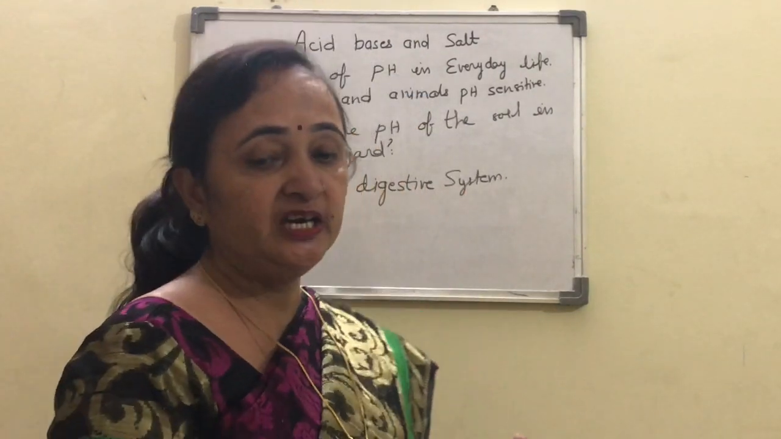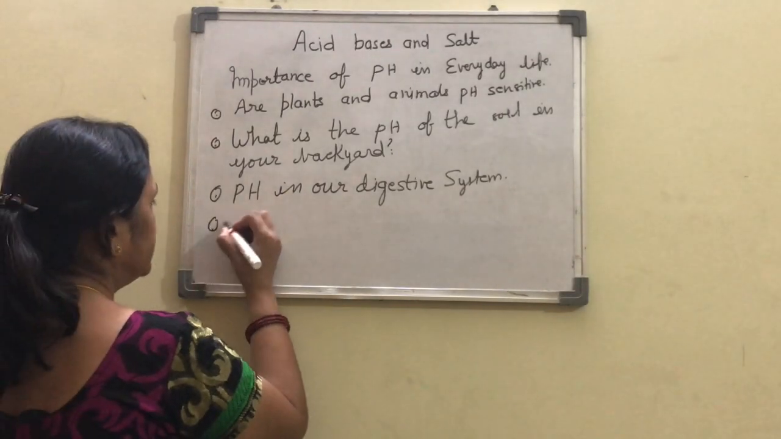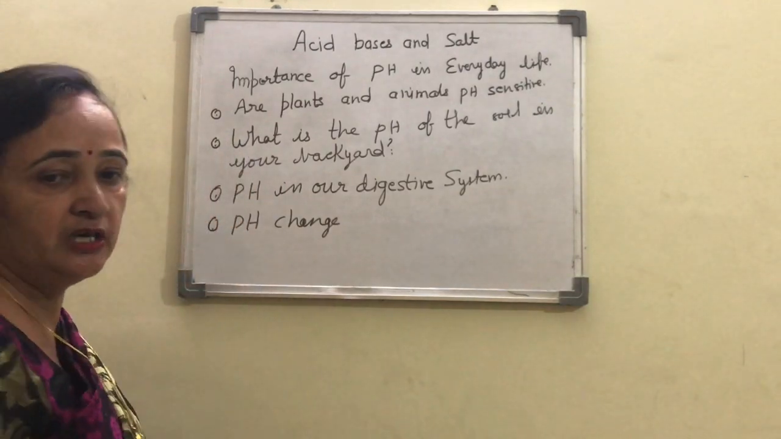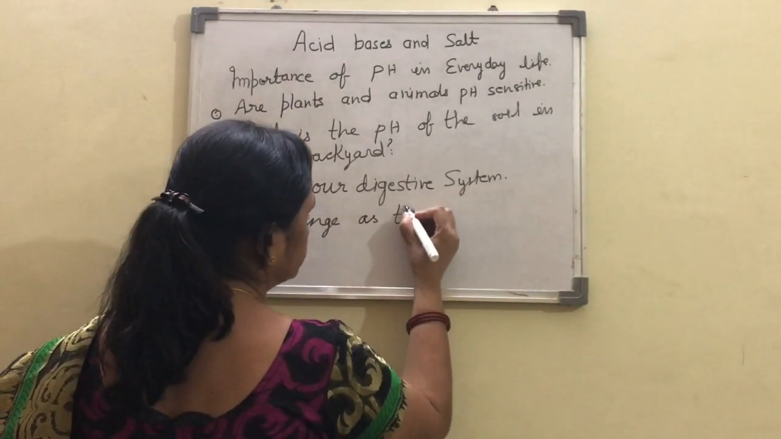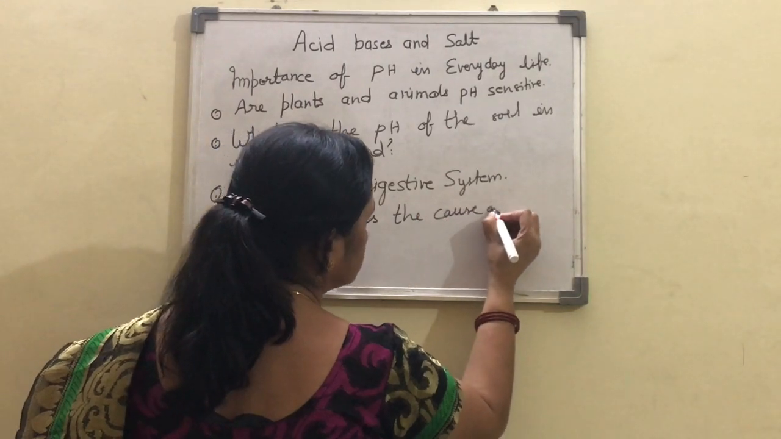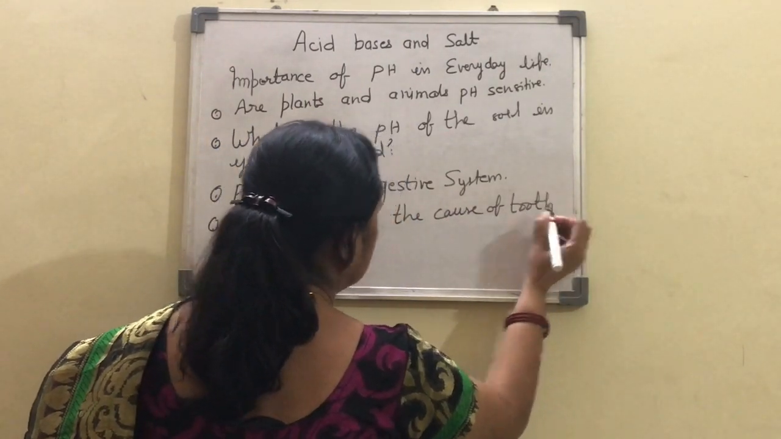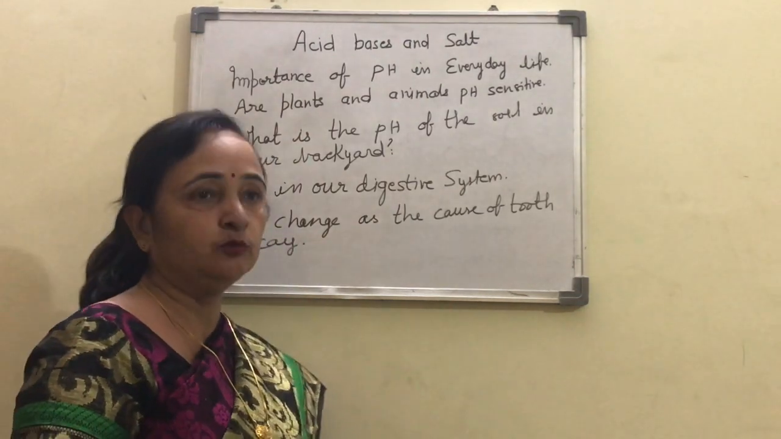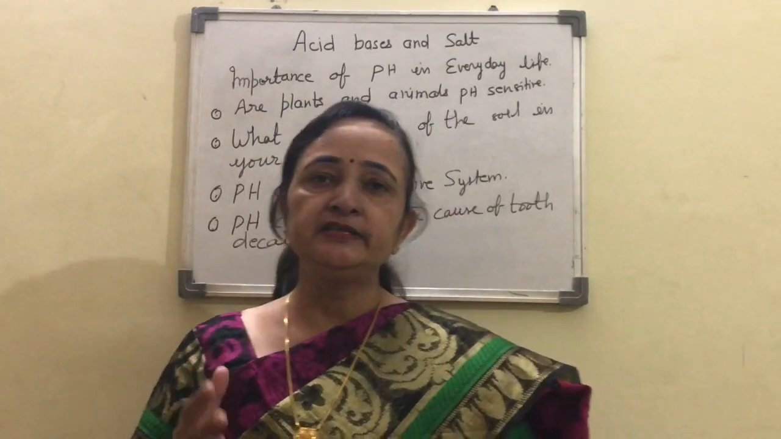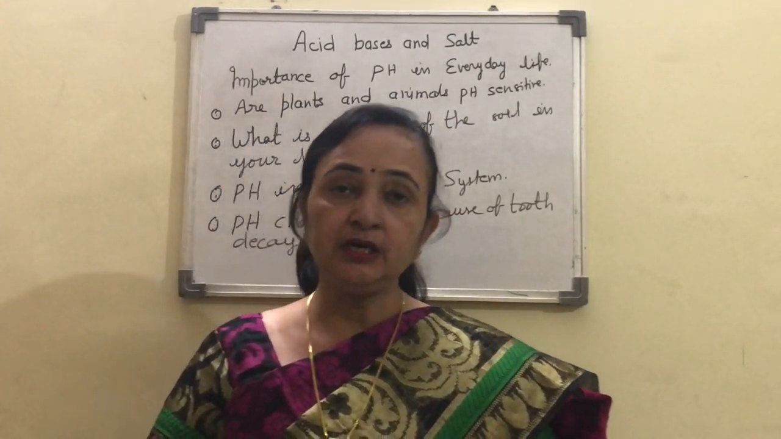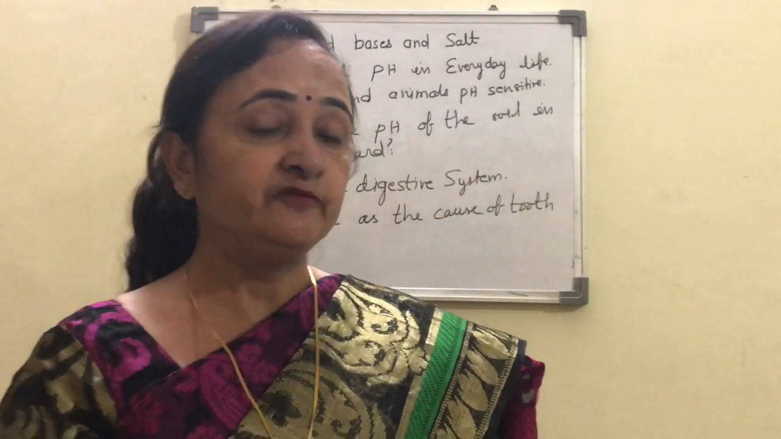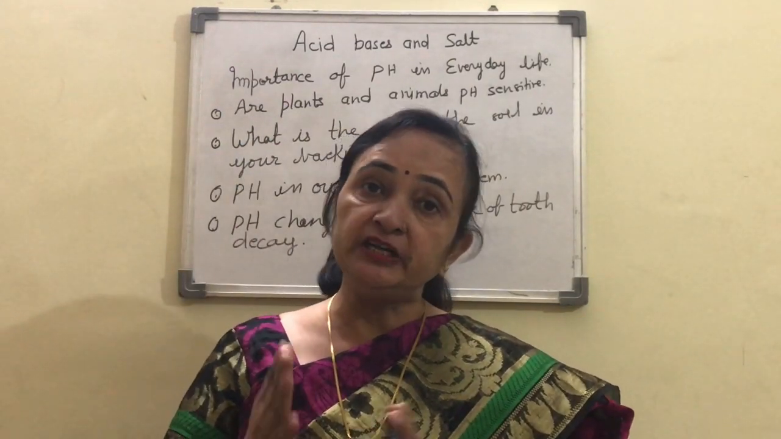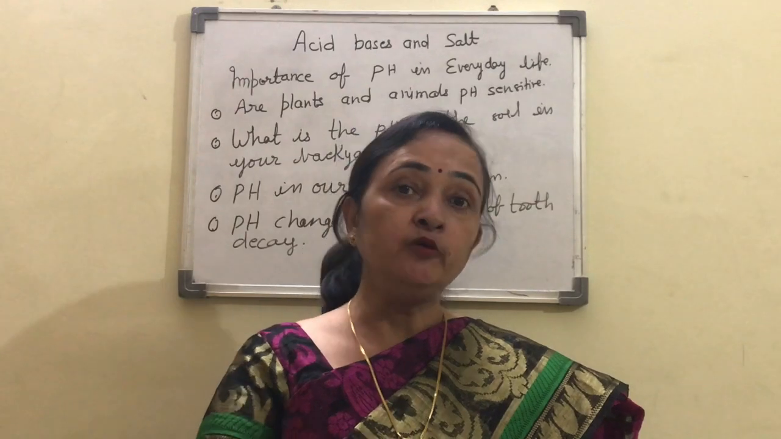Now next is pH change as the cause of tooth decay. So students, you know that in our mouth the pH value is around 5.5, between 5.5 and 7. What happens if this value decreases? Now the question arises, how will it decrease?